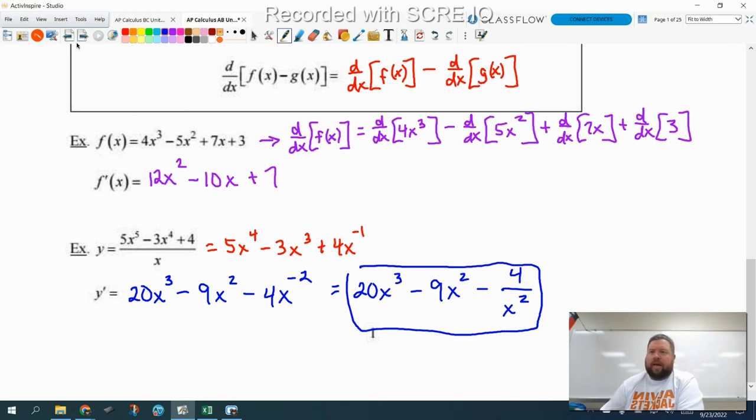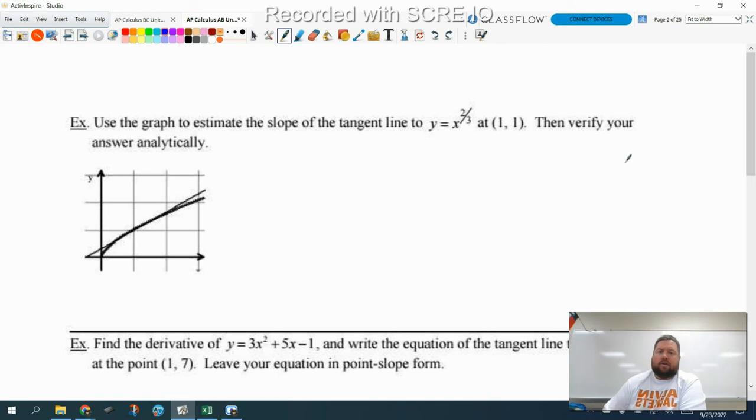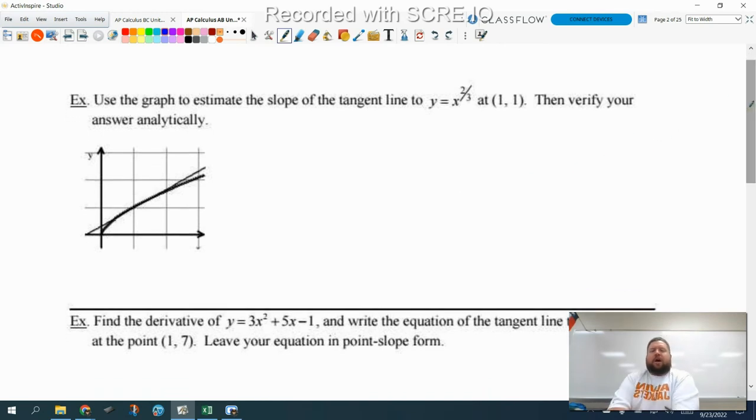All right, let's flip it over on the back and do a couple applications that we can do with our derivative. Use the graph to estimate the slope of the tangent line to y equals 2x to the 2/3 at 1, 1. Then verify your answer analytically.